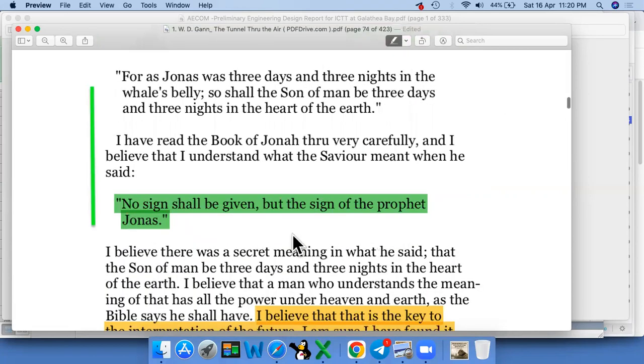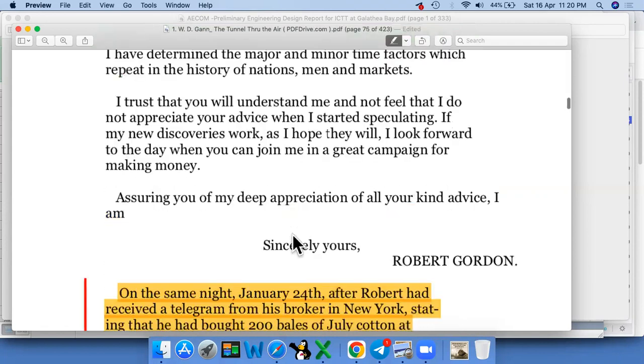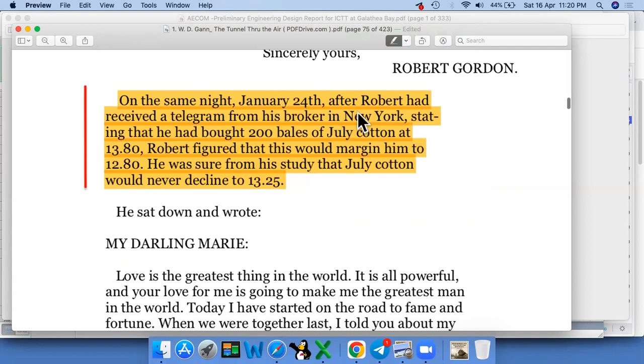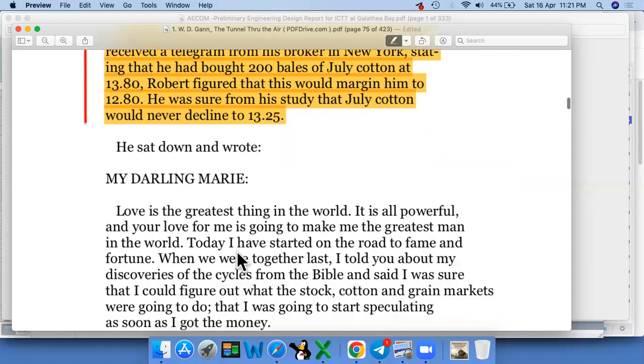And no sign should be given. We've already seen this. On the same night, January 24th, after Robert had received a telegram from his broker in New York, stating that he has bought 200 bales of July cotton at 13 point. Robert figured that it would margin him to 12.8. He was sure from the studies that July cotton would not decline to 13.25. So probably 13 or 13.2 was his stop loss, which we can accordingly say. Now, one more character which is there is Mary, who happens to be his girlfriend.